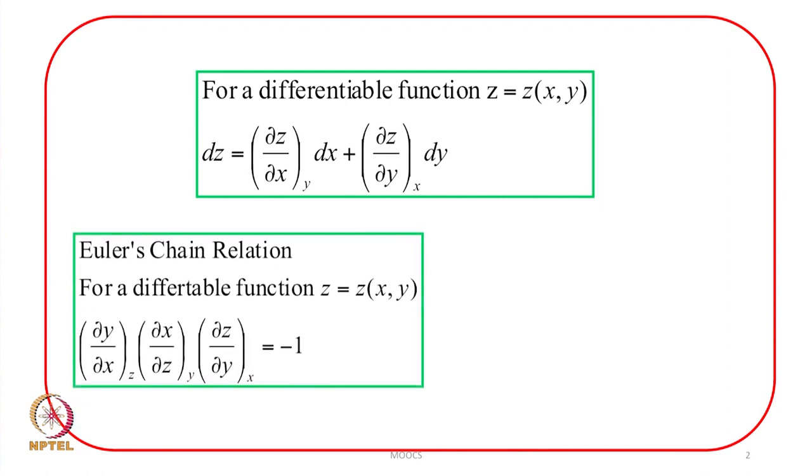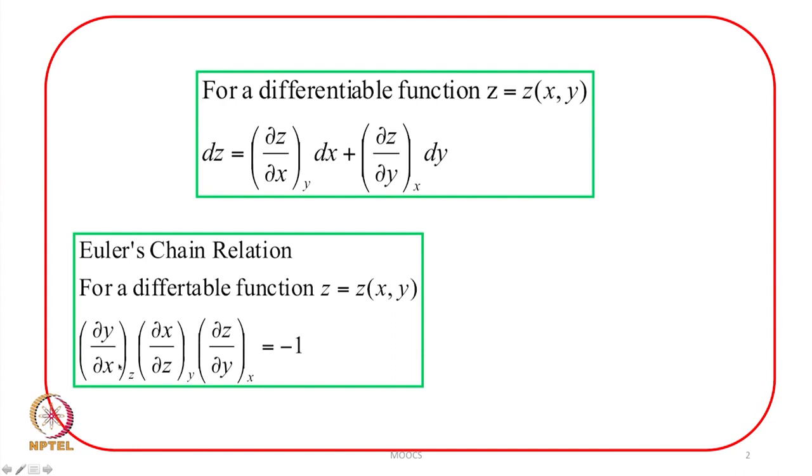that we will be using now in solving the further questions is the Euler chain relation. This is sometimes also called the chain relation, or the cyclic rule. That is, for any differentiable function z, which is a function of x and y, (∂x/∂y at constant z) into (∂y/∂z at constant x)... is equal to minus 1. This is a cyclic rule, because you are just making a cycle between y, x and z.